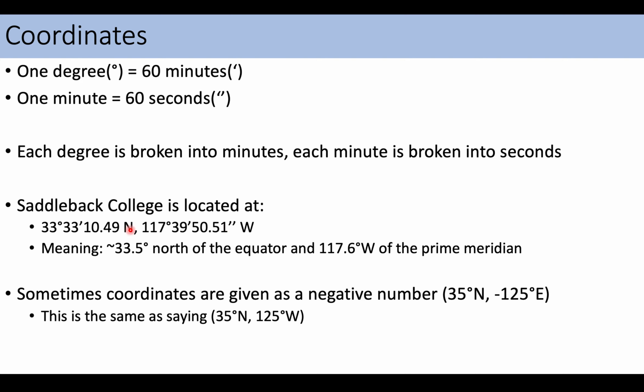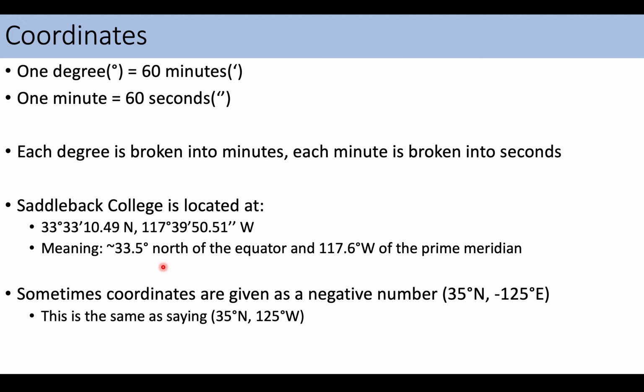So for example, Saddleback, the college, is located at 33 degrees, 33 minutes, and 10.49 seconds north, and 117 degrees, 39 minutes, and 50.51 seconds west. So that is the very, very specific location of the geology lab classroom in the science building at Saddleback College. If you want to be specific enough to say, I'm not just looking at the college, but I'm looking at this building and this room within this building, you need to have more information than just 33 north, 117 west.